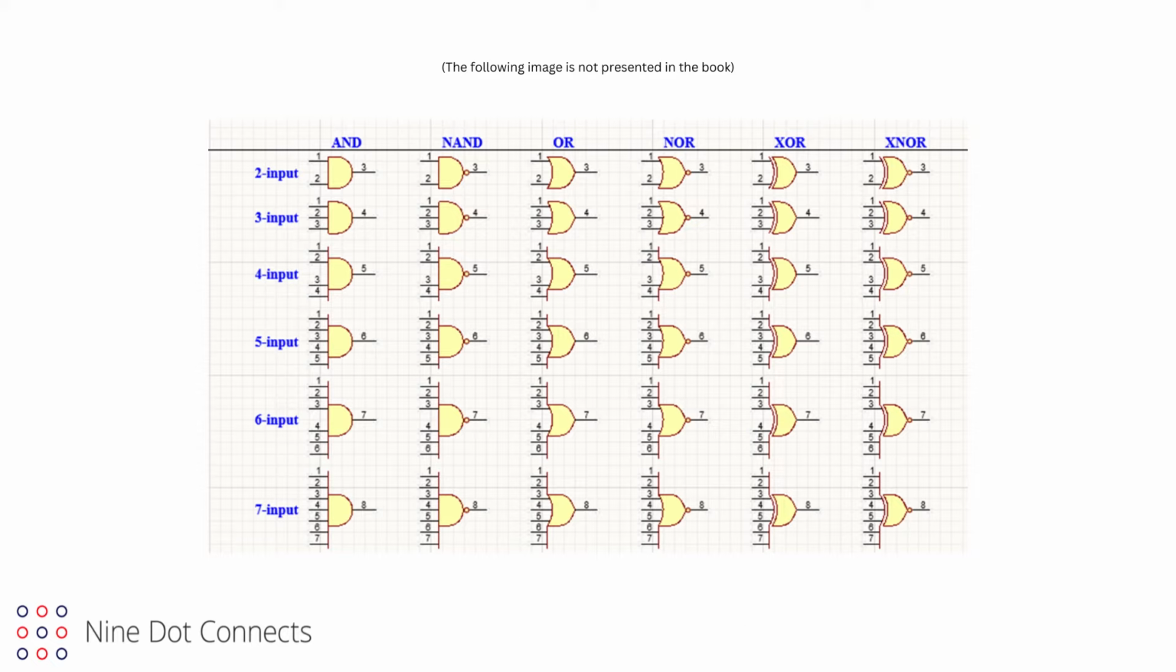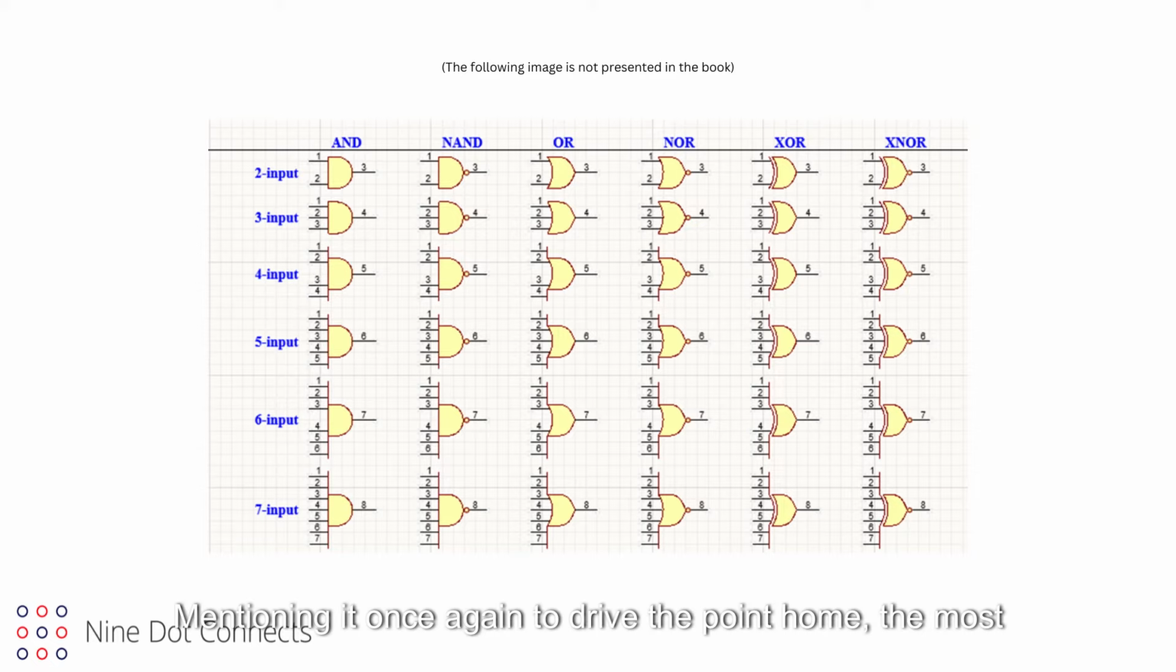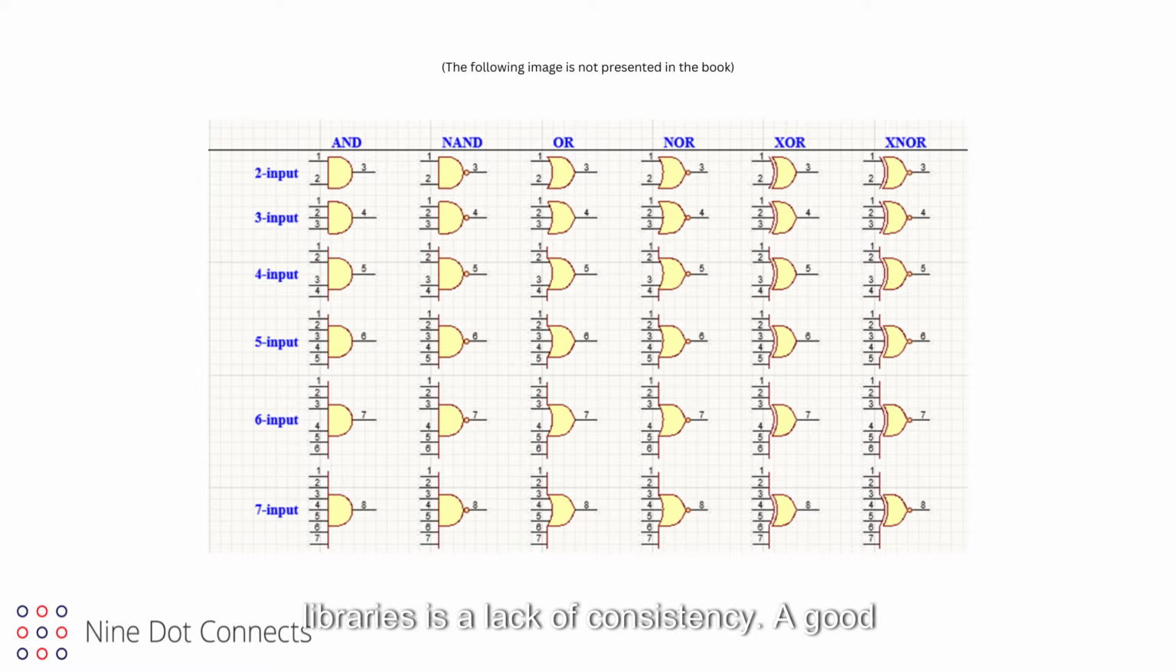8.7. Symbol creation. Mentioning it once again to drive the point home, the most significant problem with component libraries is a lack of consistency. A good library has a common look and feel, and contains a complete set of parameters and models to fully describe each part. The issue is not always about doing it wrong per se, but being consistent with the way each aspect of the component is addressed. There are a number of aspects of the component that need to be consistent, such as pin color, label font, pin length, color of the symbol, color of boxes, names of the parameters, format of the values in the parameters, etc. Please refer to the appendix for a detailed list.